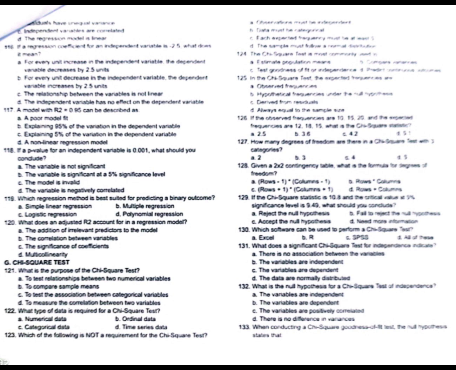Letter A. Which of the software can be used to perform chi-squared tests? The answer is letter D, all of the above. What does a significant chi-squared test for independence indicate? The answer is letter C. The variables are dependent. 132. What is the null hypothesis for chi-squared test of independent variables? So the answer is letter A. The variables are independent.